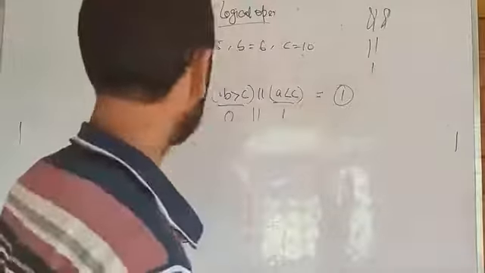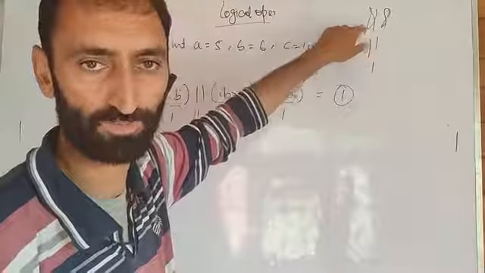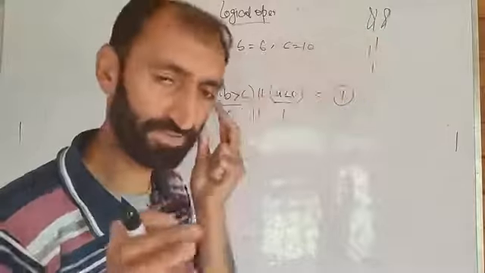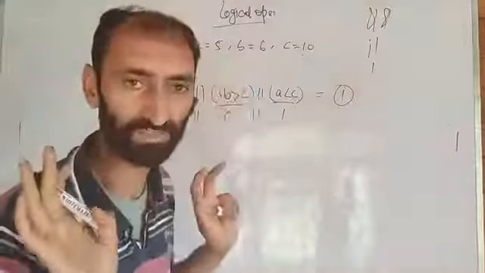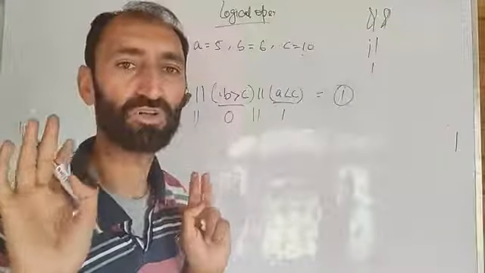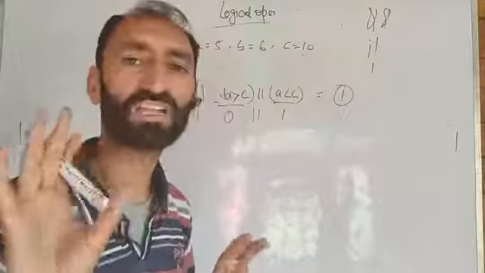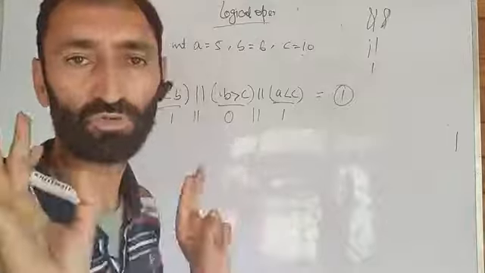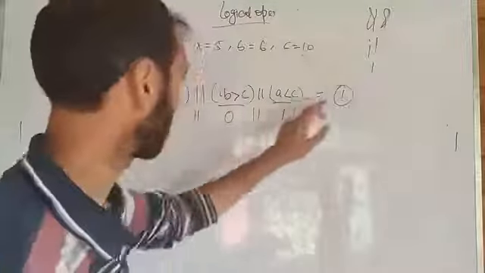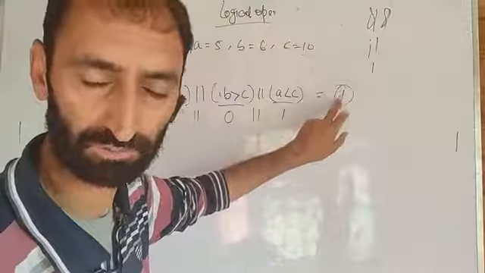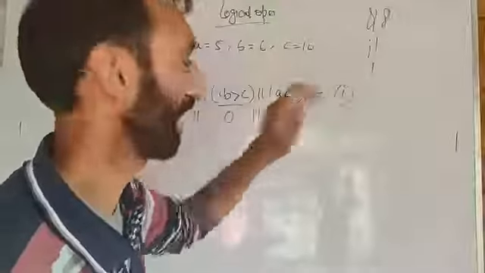Next is the logical OR operator. If any one of them is true, that means the result is true. If any one evaluates true, then the result is one. If we have a program, the result is one.